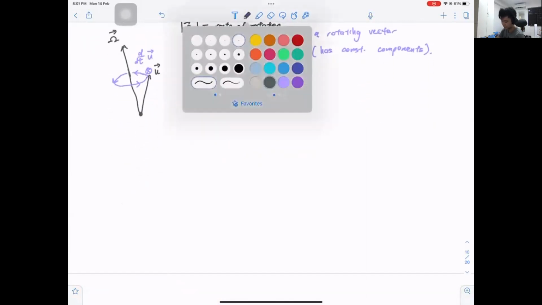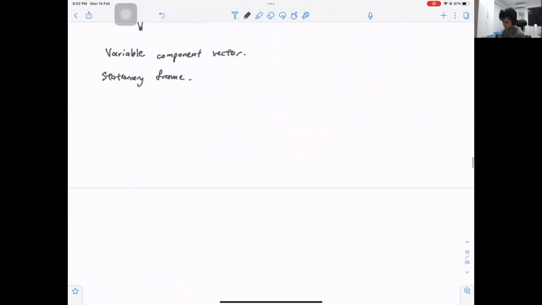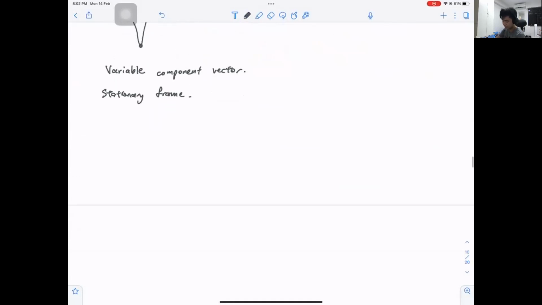So let's go ahead and derive the case where we have a variable component vector. Once again, we're working in the stationary frame. So in our stationary frame, we'll describe a time varying vector f of t equals f1 of t i hat plus f2 of t j hat plus f3 of t k hat.